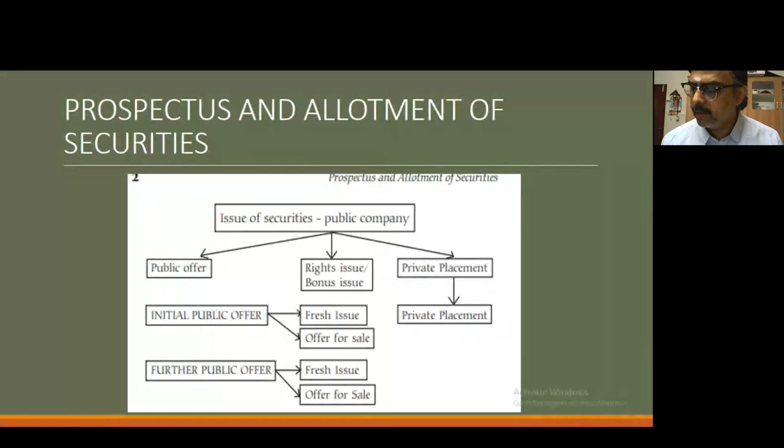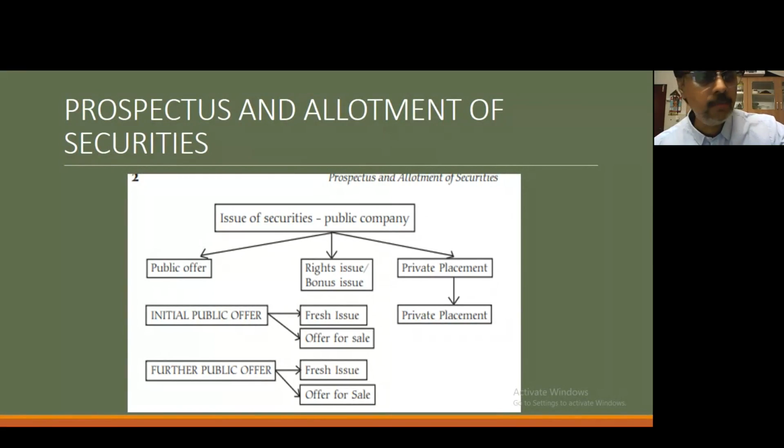So typically a public company has got a choice to issue. Look at this, public company. They have a choice to issue through a public offer or through a private placement, or they can issue rights and bonus shares. And when we talk of private placement, given to a selective group of people like institutional investors, etc., it is referred to as a private placement.